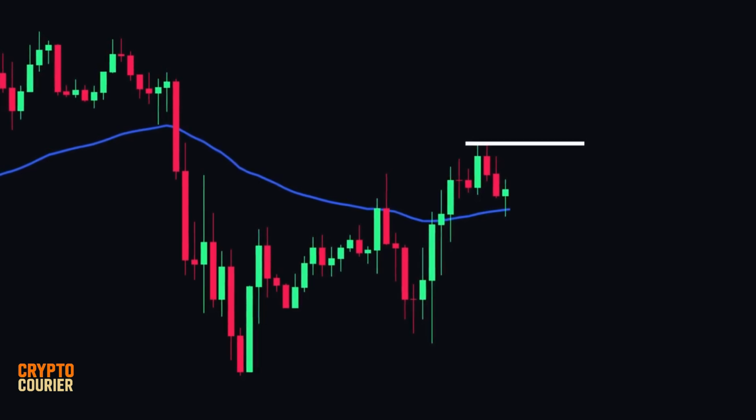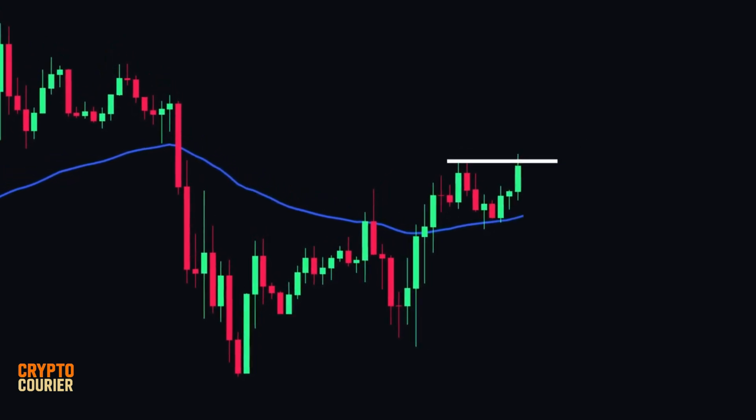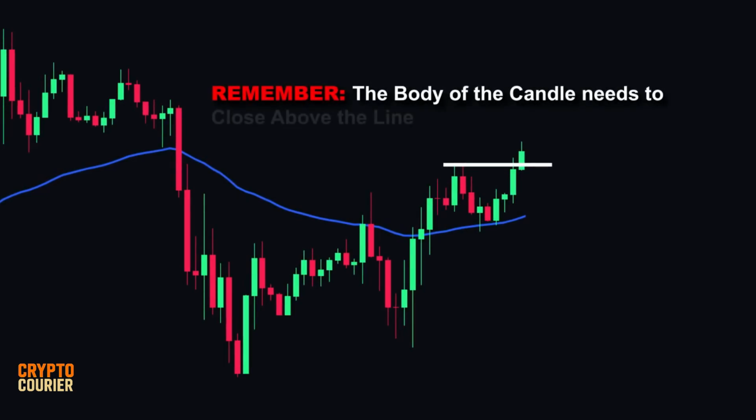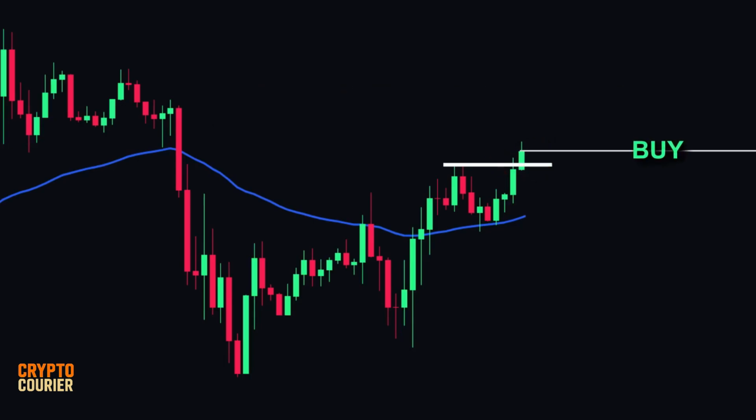Then after we see the two red candles, we're going to wait for the price to break above the horizontal line. But remember, the body of the candle needs to close above the line. And when that happens, such as it does here, that's when we buy.